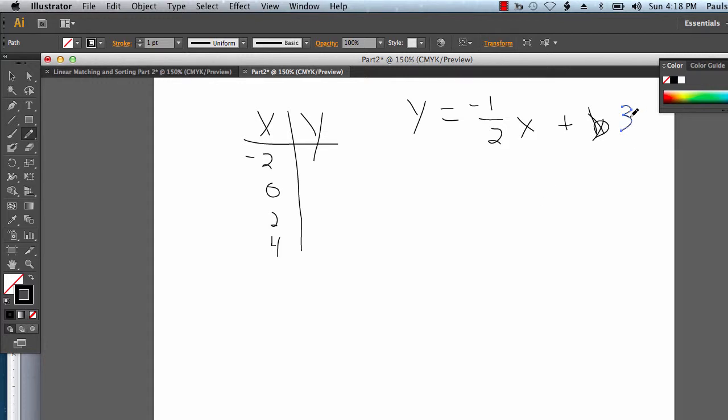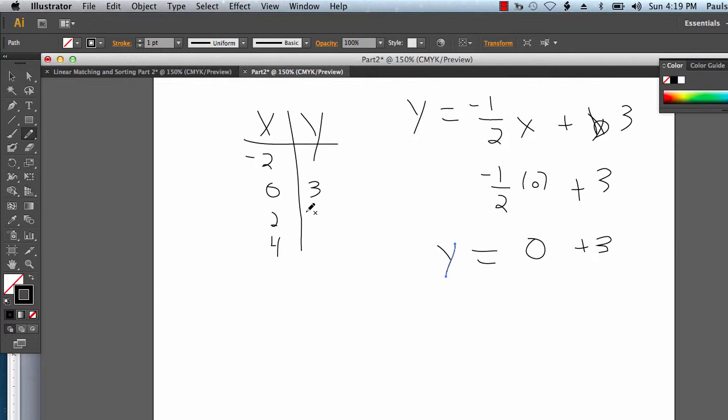Our y-intercept is 3. We already know that this value is 3. When we plug in 0, let's prove it to ourselves. If x is 0, you have 0, negative 1/2 plus 3. So 0 times any number becomes 0. You'll have 0 plus 3. So y equals 3. Okay.